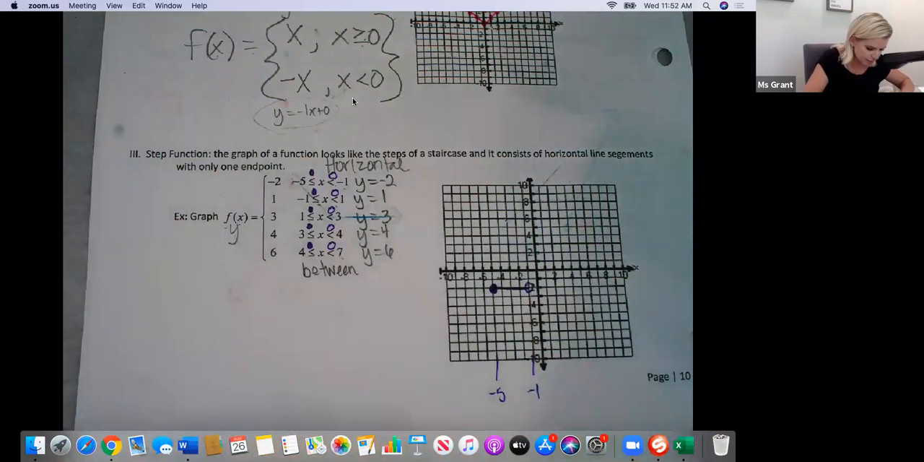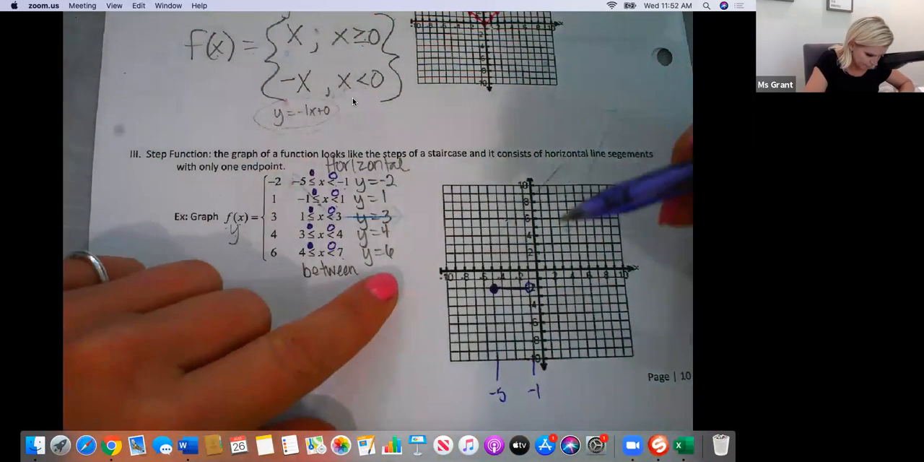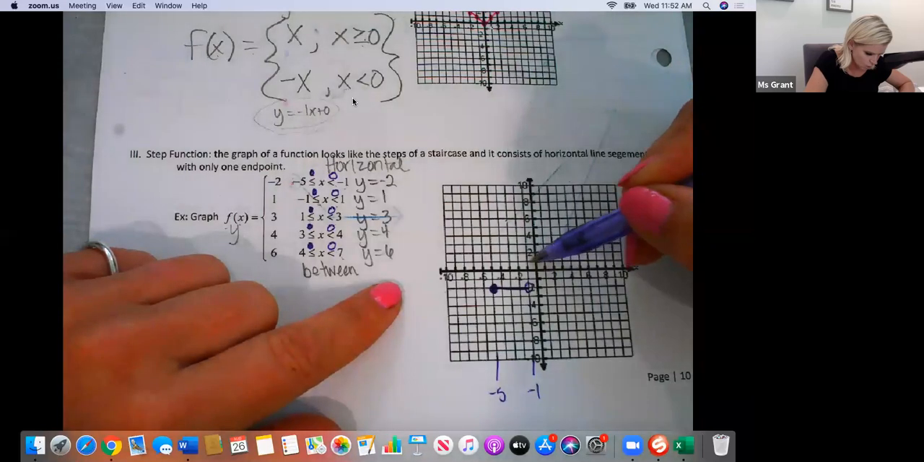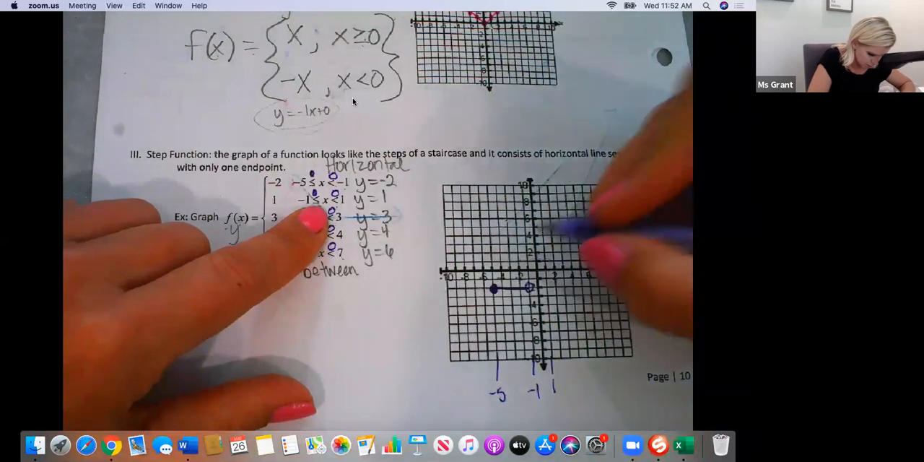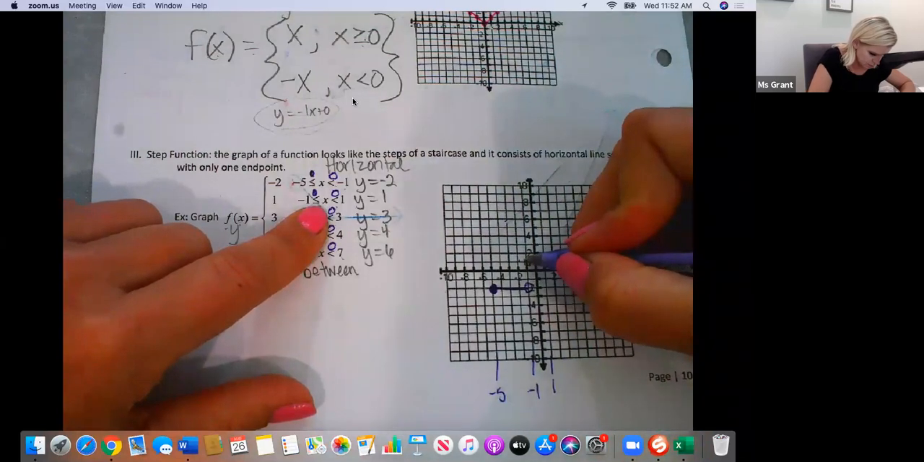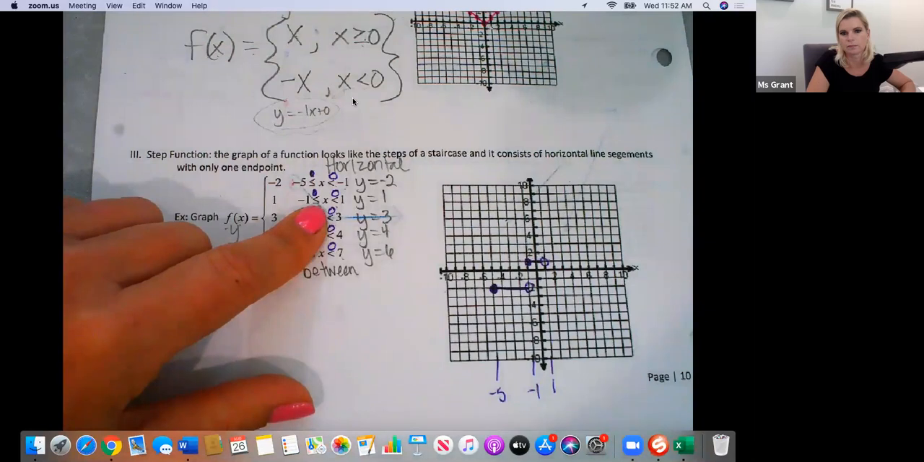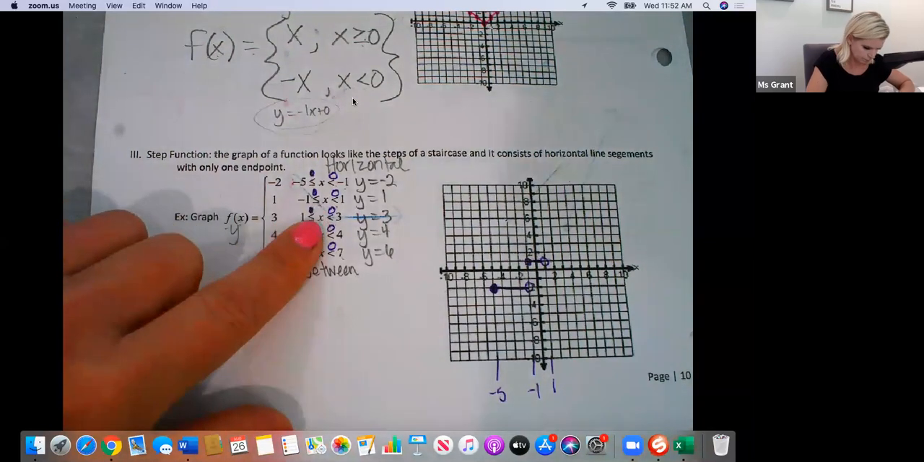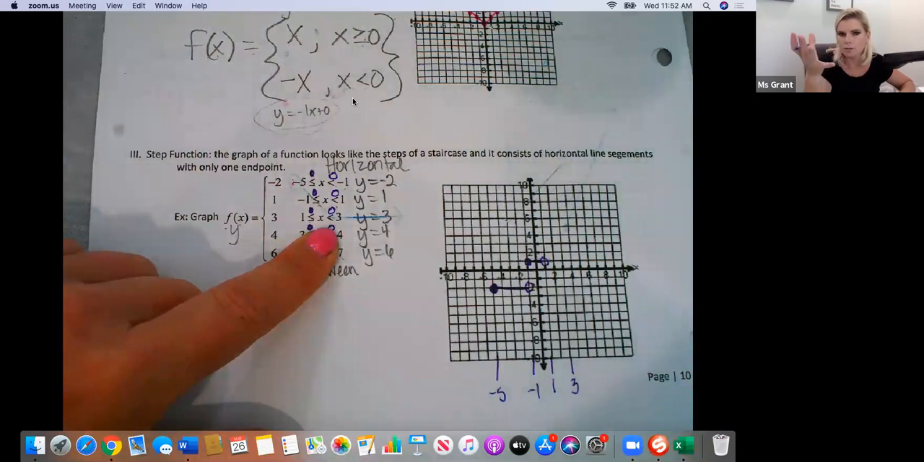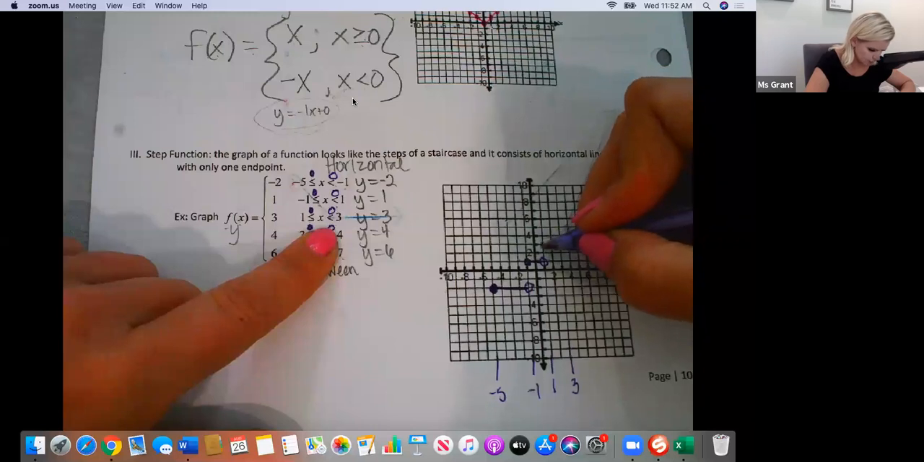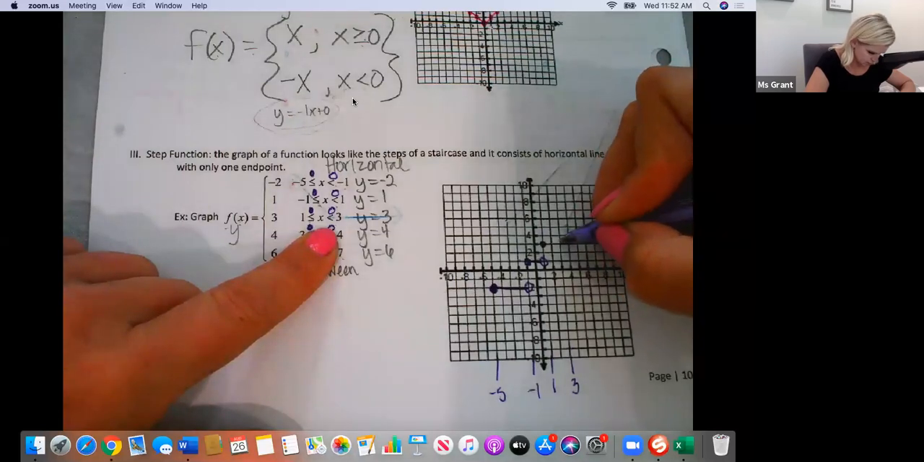Next, y equals +1. That's right here, y equals +1. In between -1 and 1, here's 1. Closed circle at -1, open circle at 1. Make the connection. Y equals 3 is in between 1 and 3. Here's 3. Closed circle at 1, open circle at 3. Go y equals 3. That's this horizontal line right there.